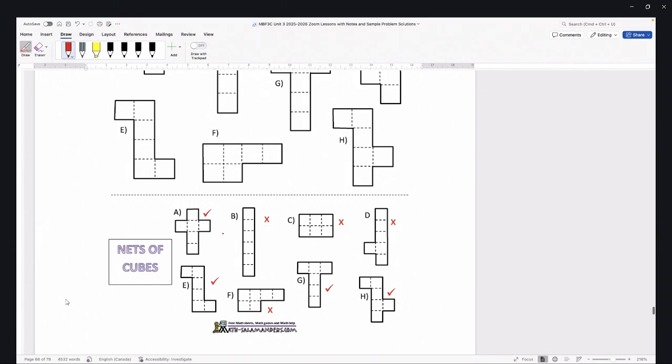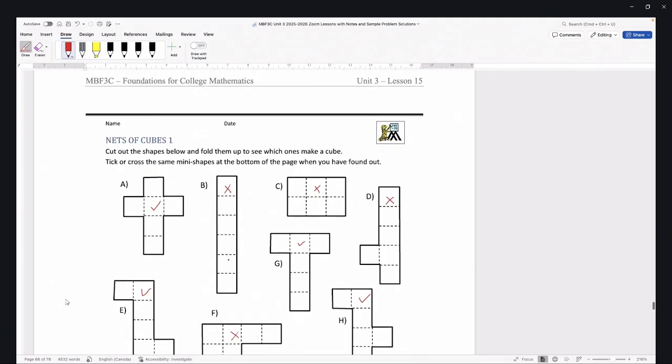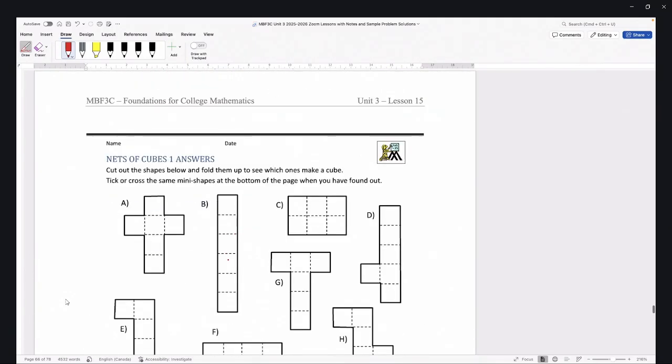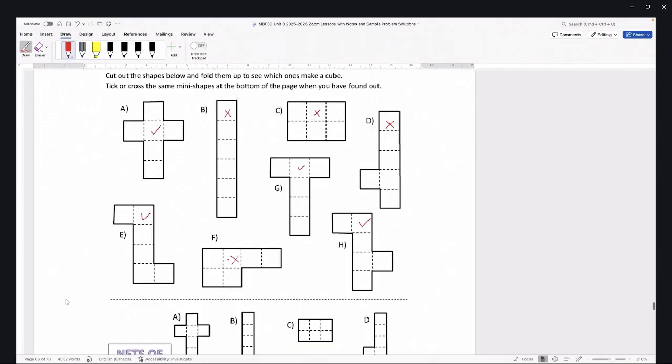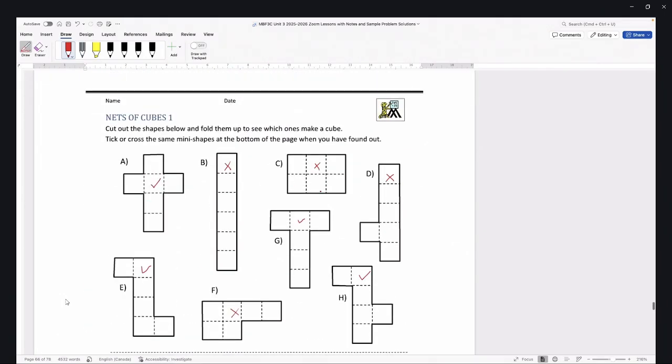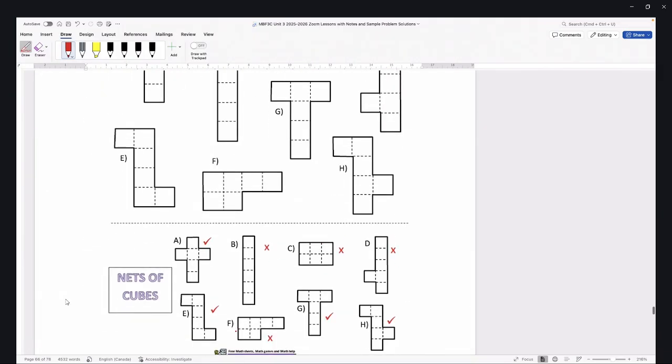So what I've done is put it here, and there's the answers right here again. So we got the same ones. We said yes, no, no, no, yes, no, yes, yes. So did we get the same thing? Yes, no. Yeah. So we had yes, no, no, no, yes, no, yes, yes. And that's the same here.